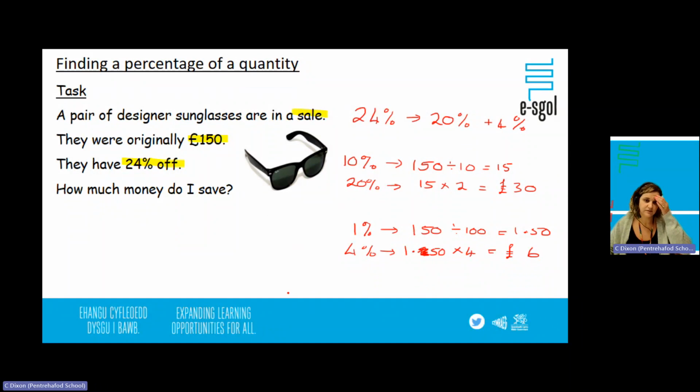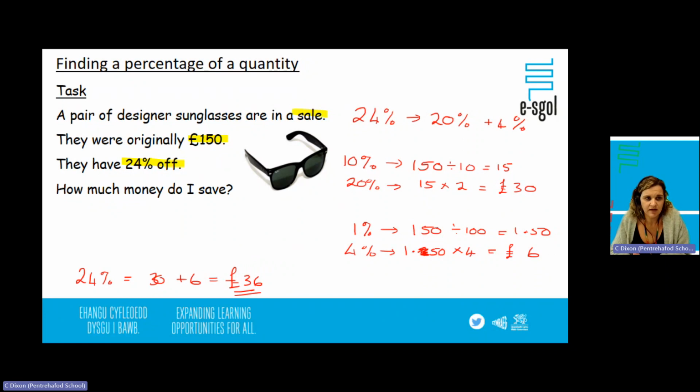So the question was asking for 24% because that's how much I'm going to save. So that will be the £30 that I had for the 20 and the £6 I've had for the 4. So £36 is the answer. Okay, so I save £36.